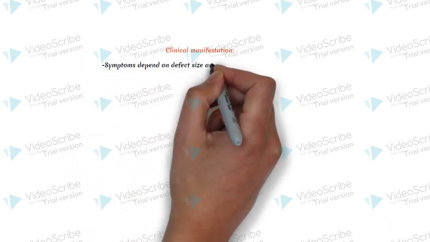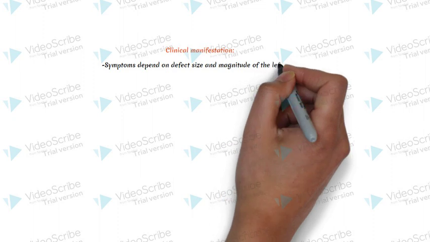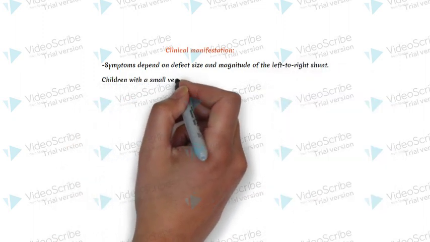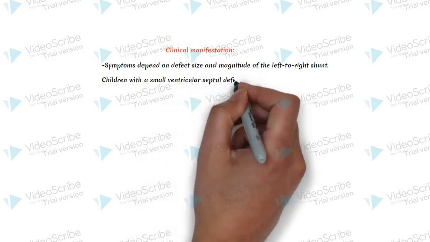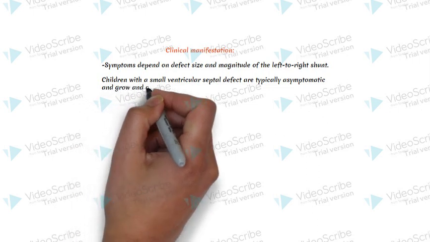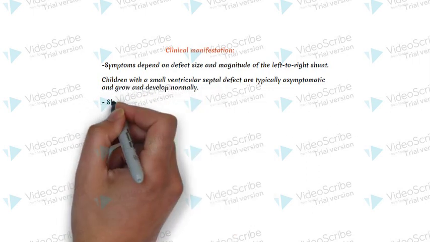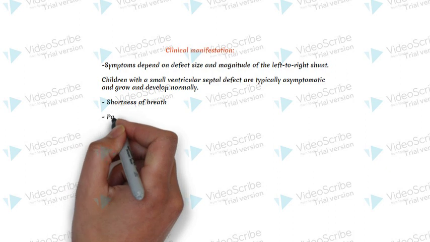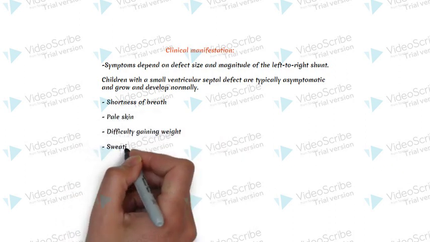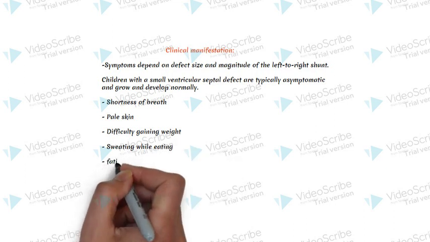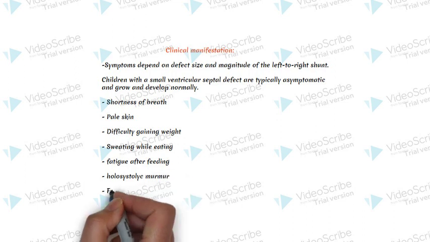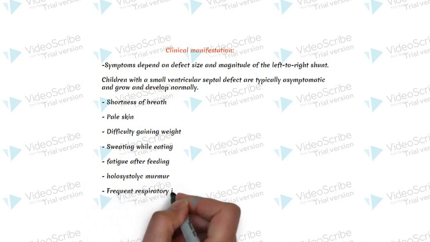It depends on the size of the defect. If it is a small defect, it can be asymptomatic, so no symptoms. Also, if it is a large defect, we can see some symptoms. It can be difficulty breathing, shortness of breath, fatigue after feeding, some feeding problems. Feeding time can be enlarged, prolonged.